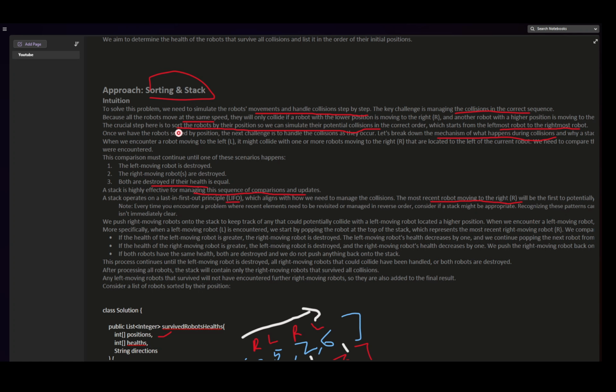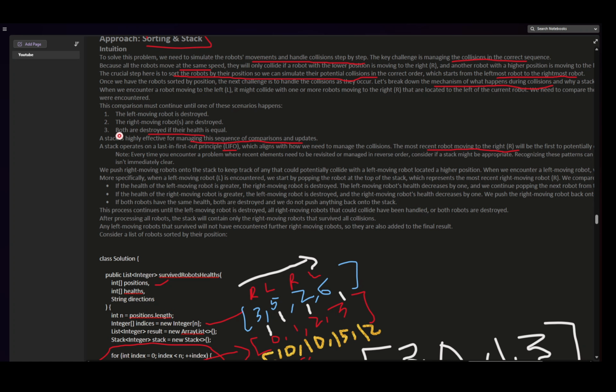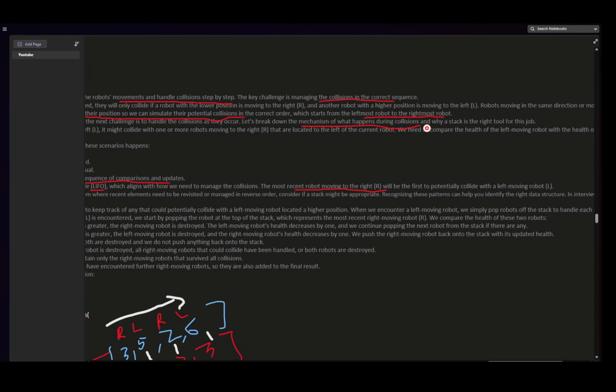Yes, we have to sort the robots by their position, and we can simulate their potential collisions. Why do we need to sort? Because if we don't sort, it is unordered, and we can't solve an unordered mechanism. Either we sort in ascending order or in any organized way, so that we can go from left to right and all robots will be covered. You can see both robots will be destroyed if the health is the same. That's what the question states.